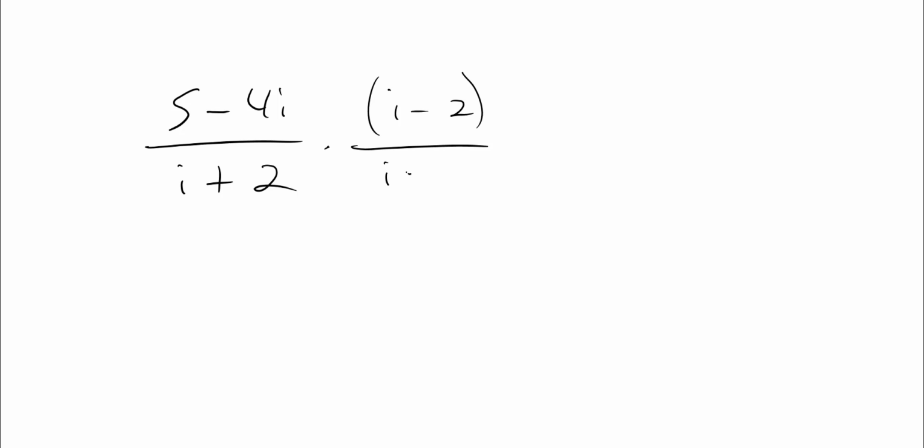So (5 - 4i) over (i + 2). Okay, conjugate. So it's going to be (i - 2) over (i - 2). So 5 times i, 5i. That's first. Outer, minus 10. Inner, minus 4i squared. And last, plus 8i.